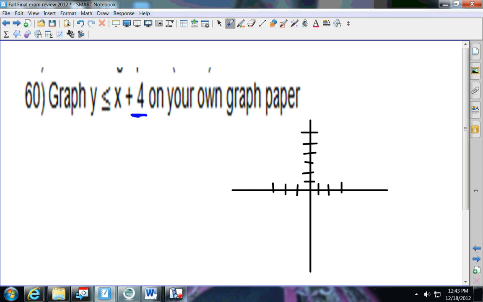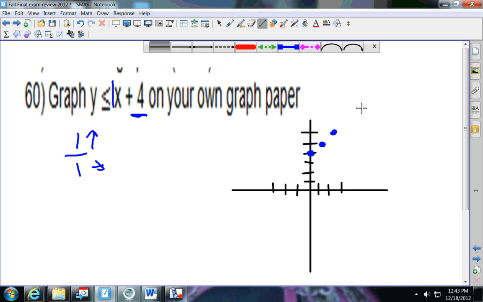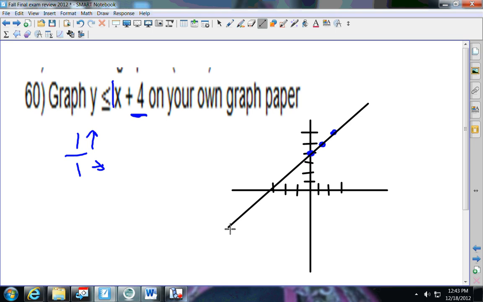So I'll go to the y-intercept, which is 4. 1, 2, 3, 4, and put a dot. The slope is 1. That tells me to go up 1 and to the right 1. So I start at the y-intercept and go up 1 to the right 1 and put a dot. Up 1 to the right 1 and put a dot. Now I can connect my dots and draw my line. Now it's a solid line because it's equal to. It's less than, which means that you go to the y-intercept, draw a line down. That's the side you shade. Less than is below.